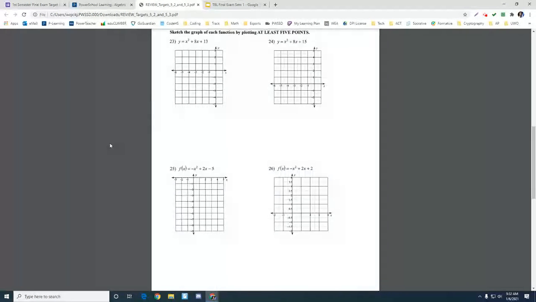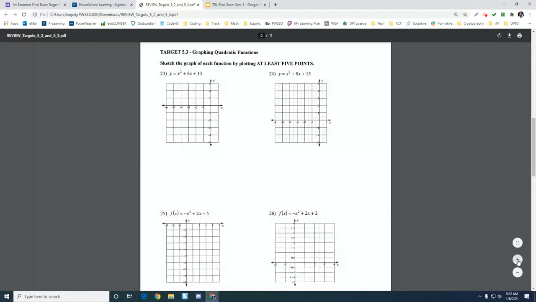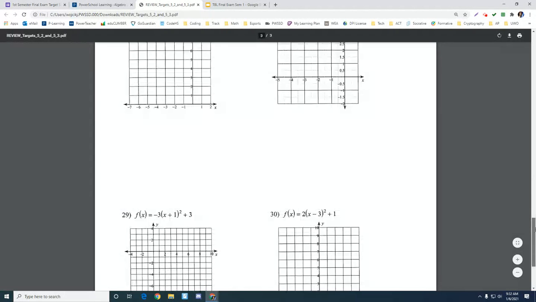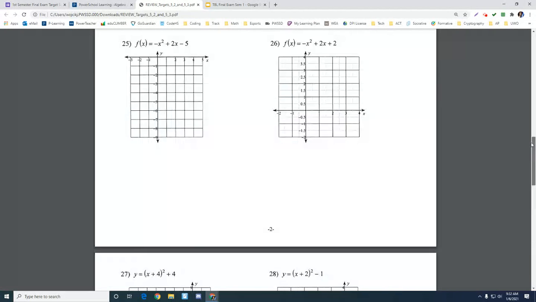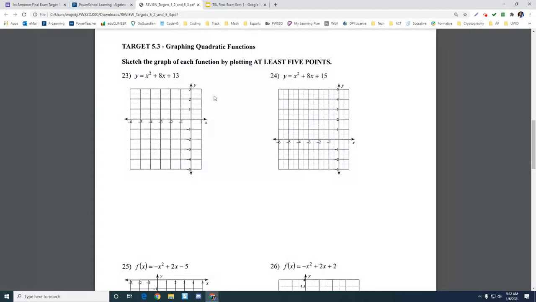And then target 5.3 was graphing quadratic functions. For these problems, we've got two different ways of writing an equation. These first four are in standard form, whereas these next four are in that vertex form that looks a little bit different. You need to be able to graph them from both formats. I've got a bunch of problems for you to practice those skills. I gave you that chart in the lesson earlier this week on how to find the vertex or the intercepts or things like that.